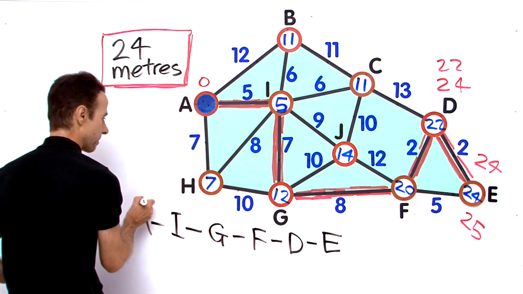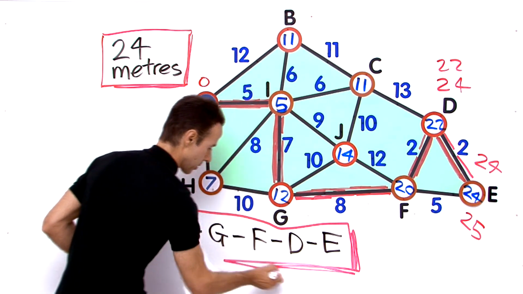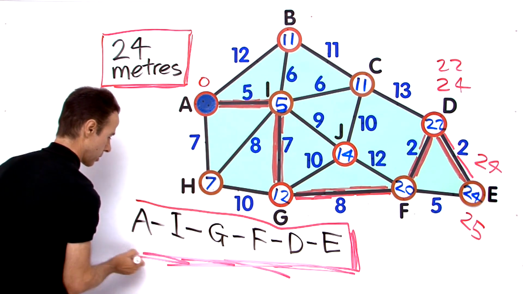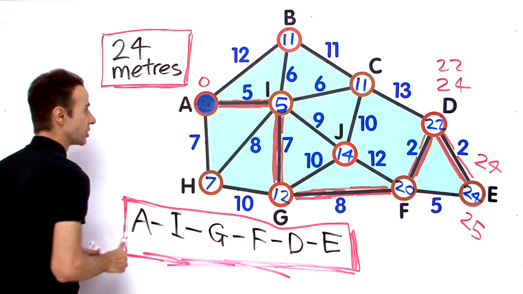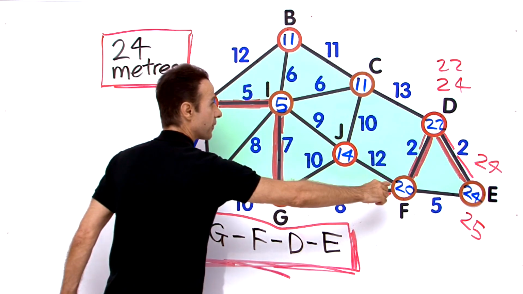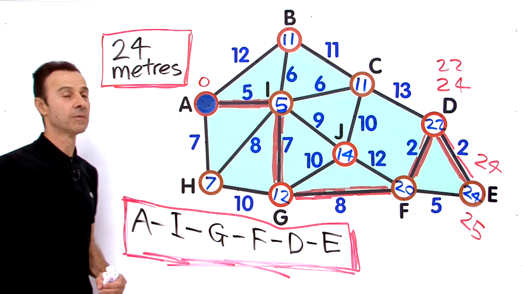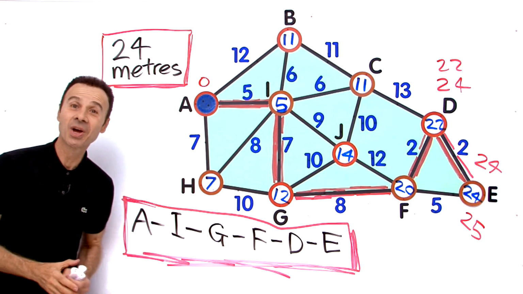Let me just box that up. So our shortest path is AIG, FDE. And altogether, it's 24 meters. There you go. Hope that helps.